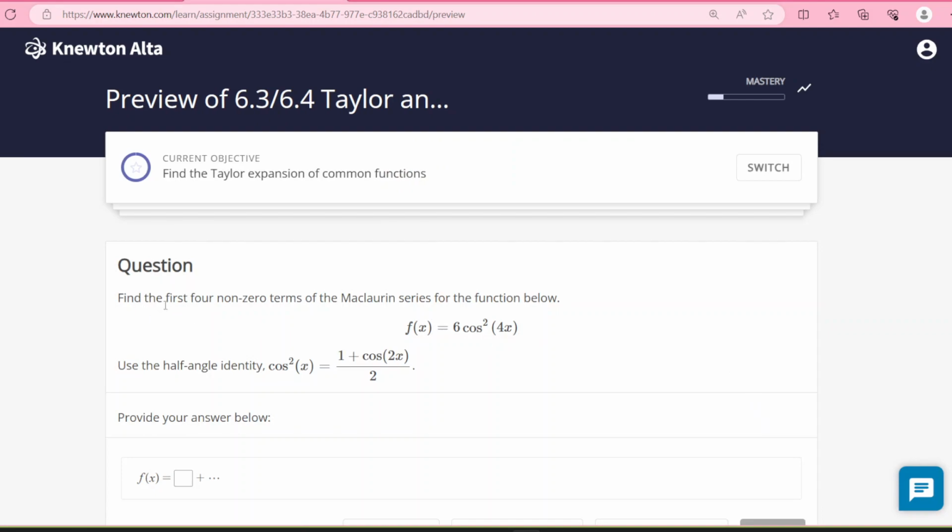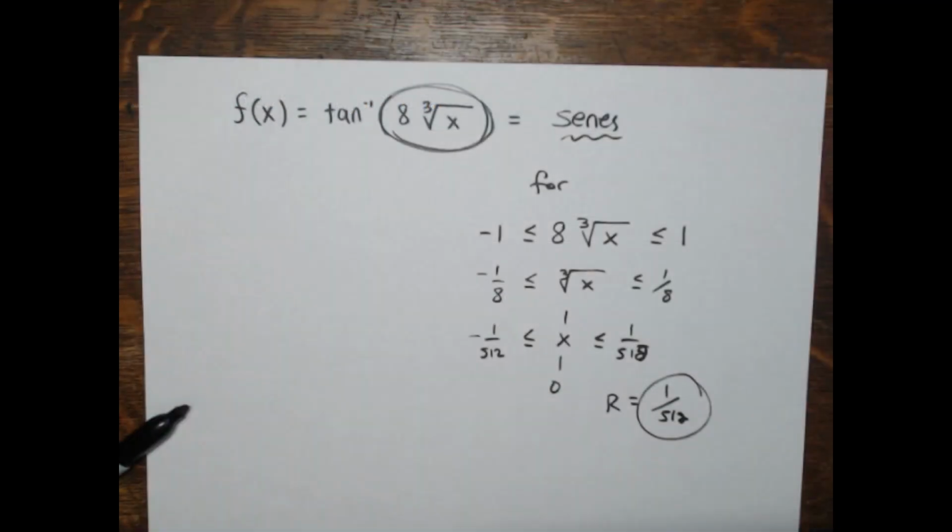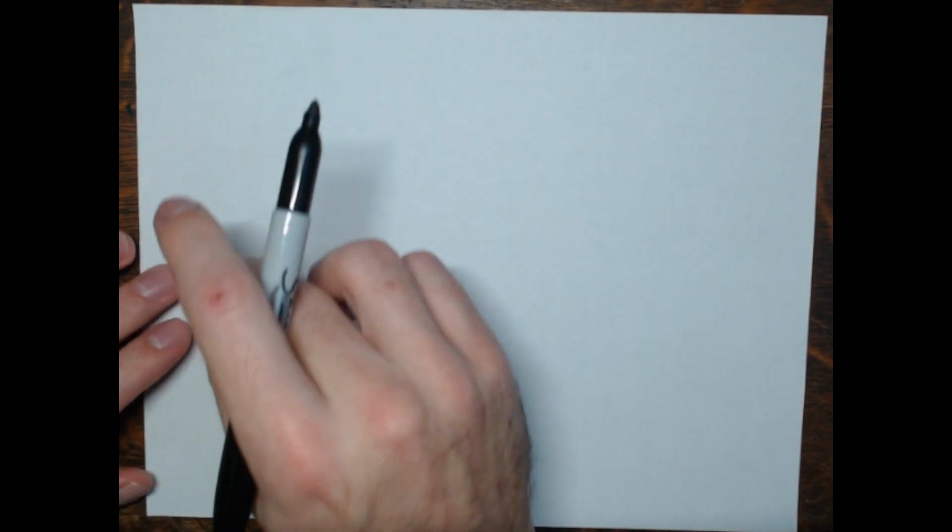Okay, here's "find the first four non-zero terms of the Maclaurin series" again. And they're giving you a little hint. Remember that cosine squared of something was (1 plus the double angle formula for cosine) 1 plus cosine of twice that angle, twice the input, divided by 2. All right, so I'll write that up as a reminder. It's been a while since we've seen that, back when we were integrating trig functions, in the chapter 3 videos.